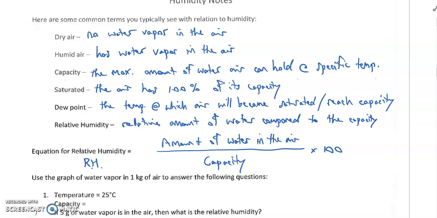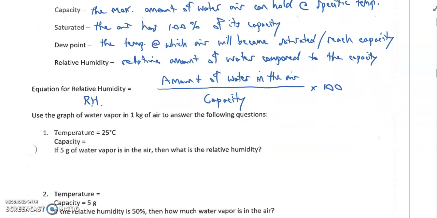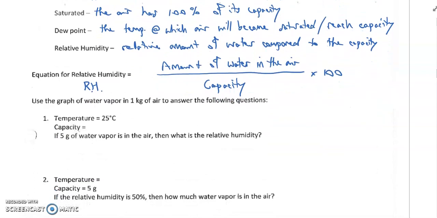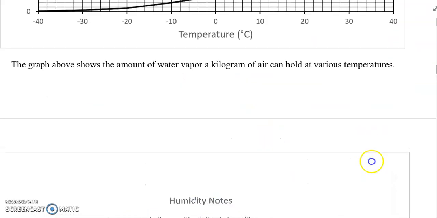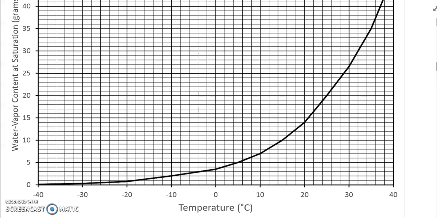We have a couple of practice problems that ask us to calculate the relative humidity. So the first one gives us a temperature of 25 degrees Celsius, and it says, use the graph of water vapor in 1 kilogram of air to answer the following questions. It asks us, what's the capacity? So if I go back to my graph on the previous page, at 25 degrees Celsius, I want to find what the capacity is.